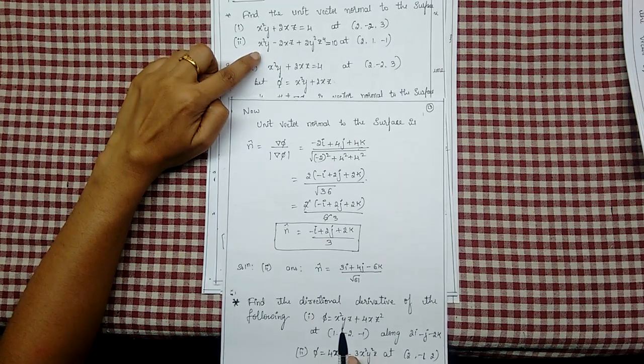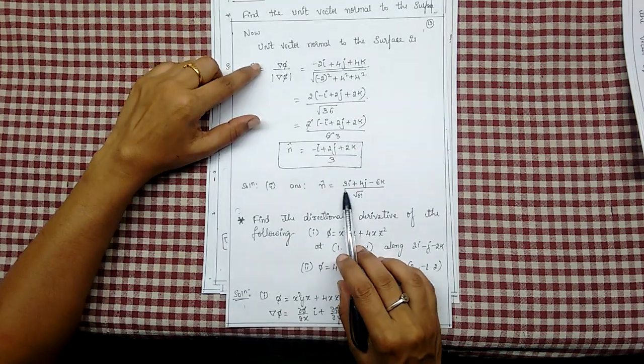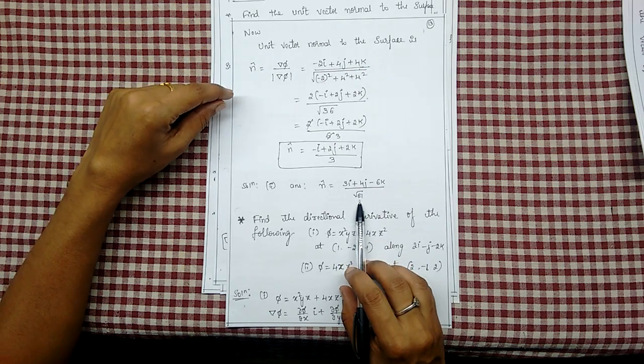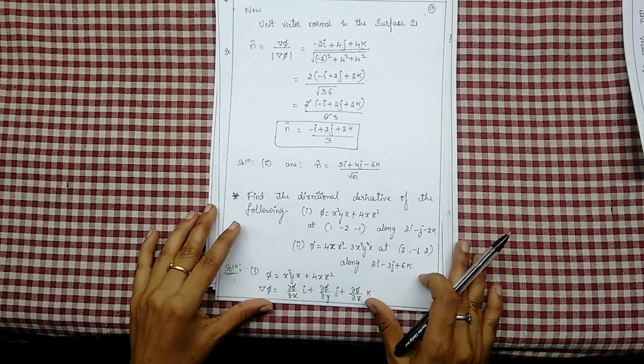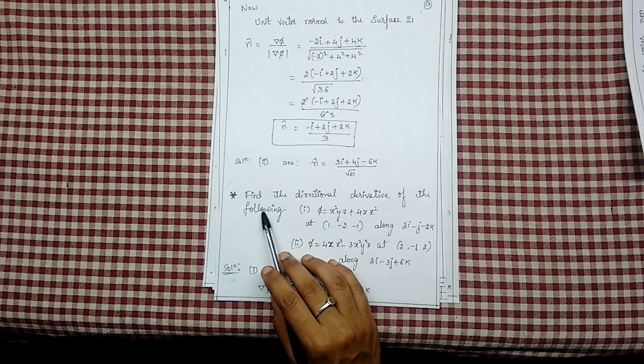Similarly, if you solve the second problem, you will get the answer n cap is equal to 3i plus 4j minus 6k divided by root 61. Please do this. Now we'll go for the next type of problem in this.